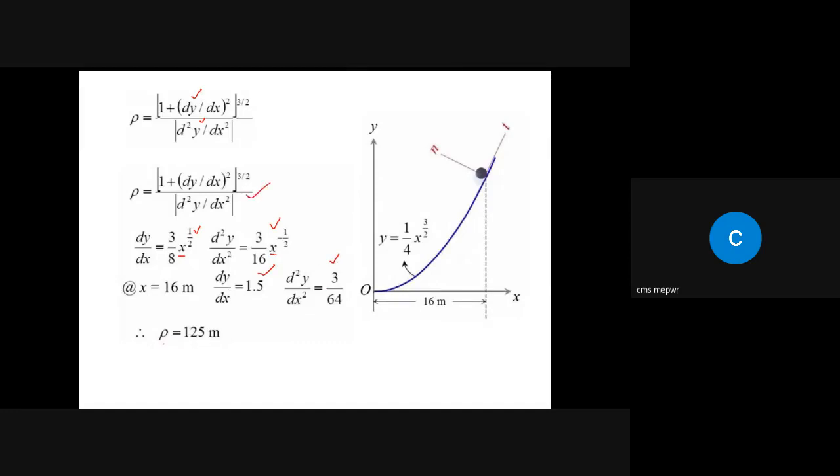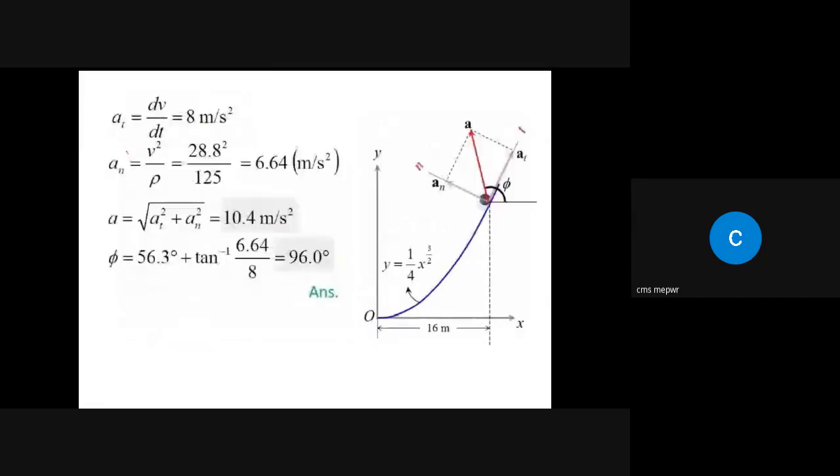When you put this in the a_n equation, we already have v, which is 28.8. Take its square and divide by rho, so you get this one. Now we have this component and this component. Put them in this equation and you get the magnitude of acceleration.